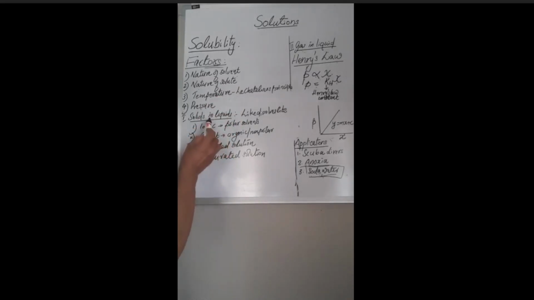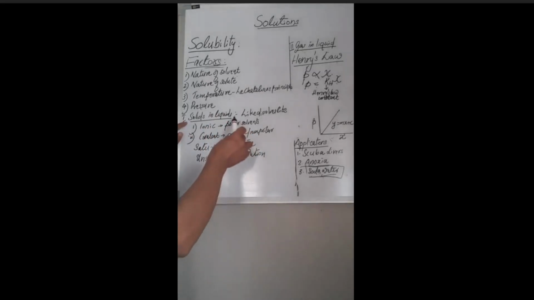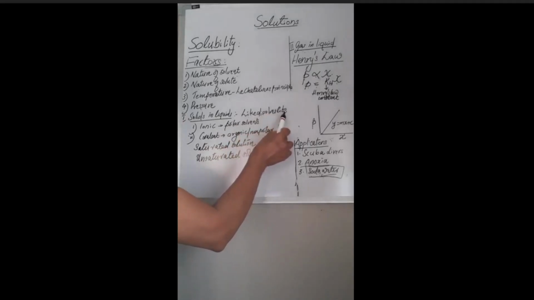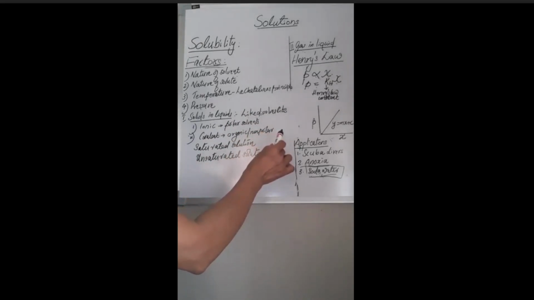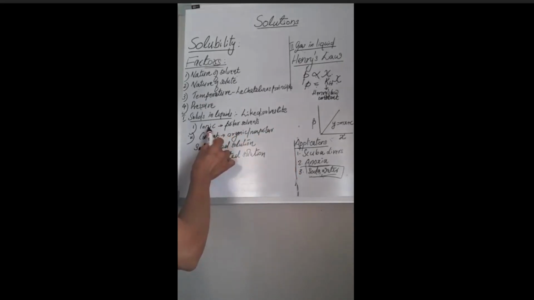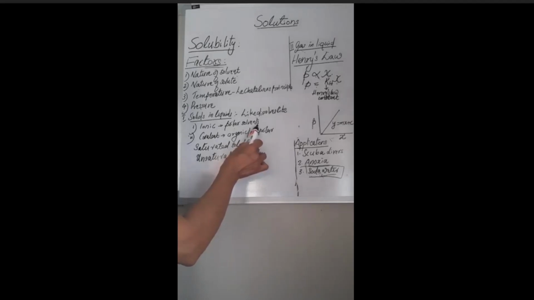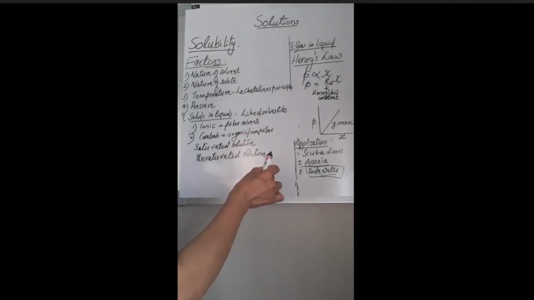Now consider the solubility of solids in liquids. The rule is like dissolves like. The meaning of this is structurally similar substances can mix well to form a homogeneous mixture. For example, ionic solids will dissolve in polar solvents. For example, sodium chloride dissolves in water.